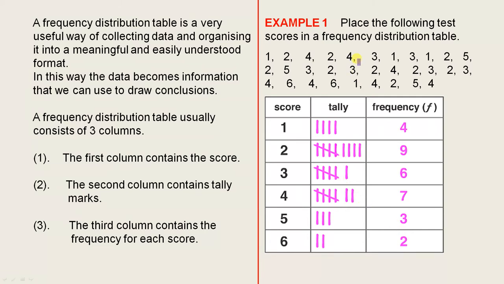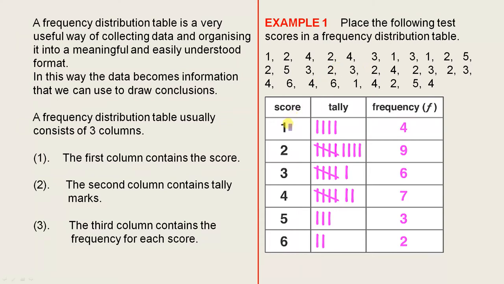So, example 1, place the following test scores in a frequency distribution table. The first thing we do is we scan the scores and we see that the lowest is 1 and the highest is 6, and we have all the numbers in between. So the scores are from 1 to 6. Now we have to collect them all and see how many of each score we have.